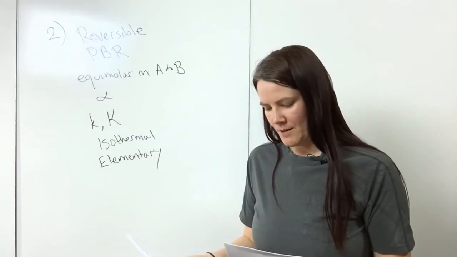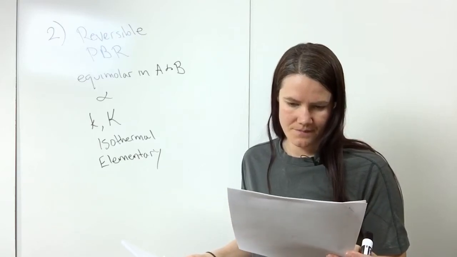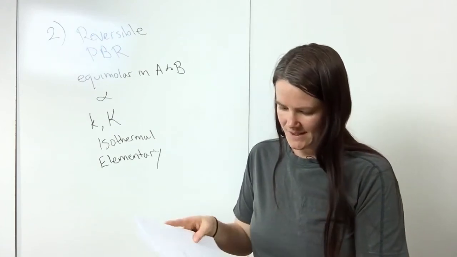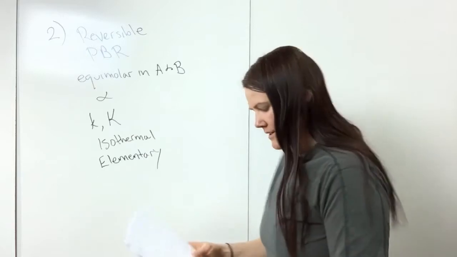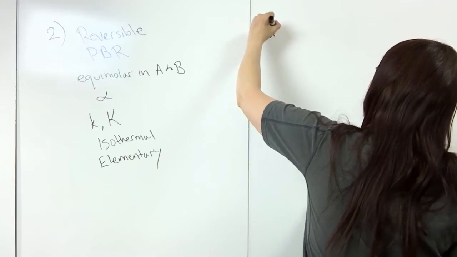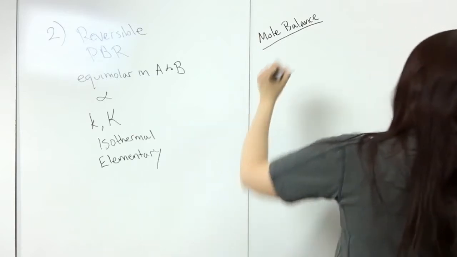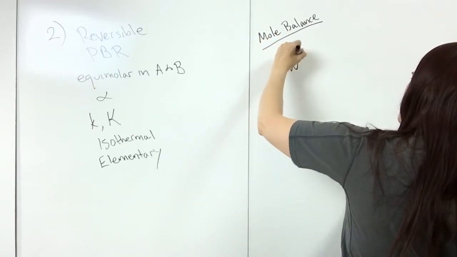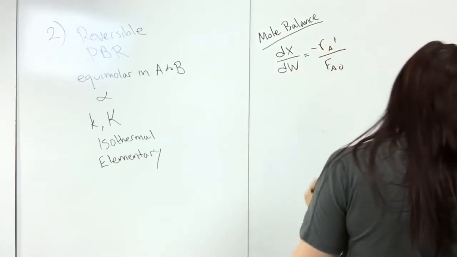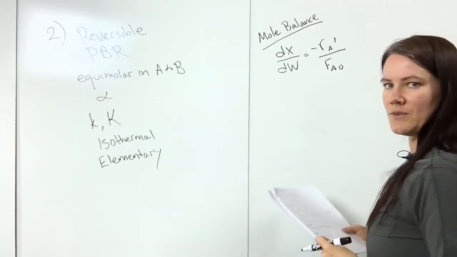So all you need to do for this problem is formulate or write down the ODEs that you would need to solve. And so I don't think this is actually asking you to solve anything. So you would just approach this the exact same way as all the other problems. First of all, do a mole balance. So this is a mole balance for a PBR, so dX/dW is equal to minus RA prime over FA naught. And remember that since we have a pressure drop, this needs to be written in the differential form.